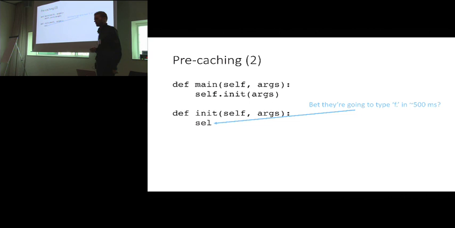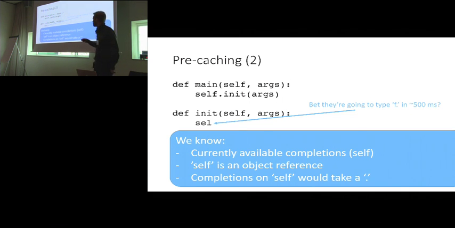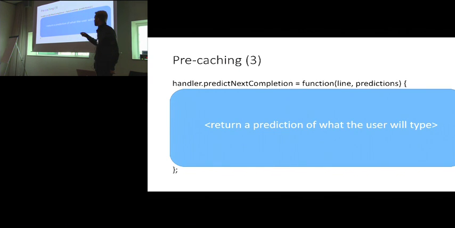I'm going to show how you can encode that again in this pragmatic, regex focused way. So what we know here is that the currently available completions at this point in the cursor location are like self. There's probably nothing else that starts with SEL in this particular program. Based on our knowledge of Python, we know that self is an object reference. And object references, you can dereference with a dot and get method completions on that. So if you can encode this knowledge and tell the computer how that works, you can predict the future. So another method for our language handler: predict next completion. Given a line and a list of current predictions, can we predict what the user will type next?